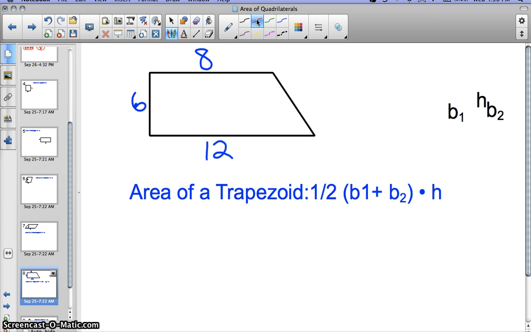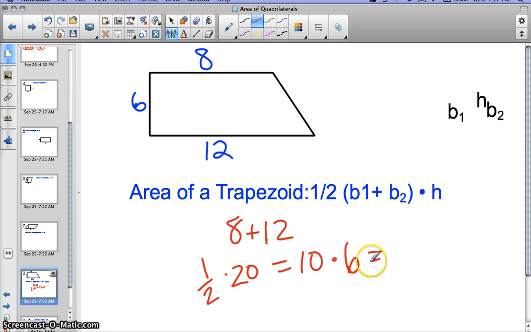Area, base 1 plus base 2, 8 plus 12. 8 plus 12 gives me 20, times a half, so half of 20 gives me 10, and multiply by the height, and my height is 6, so 10 times 6 gives me 60. And again, if this was, say, yards, this would be square yards. Pretty easy? I think so.